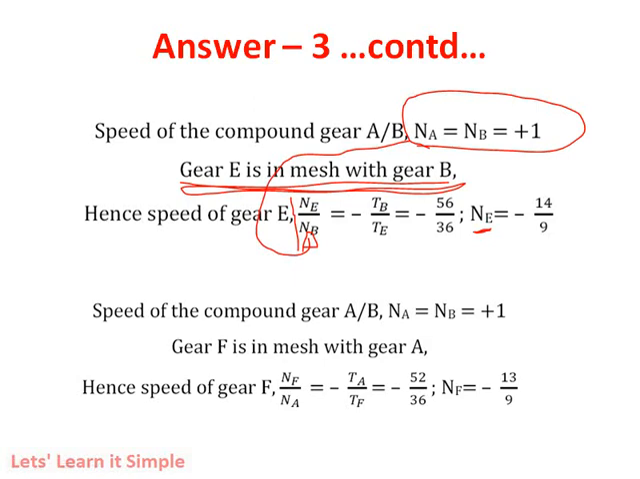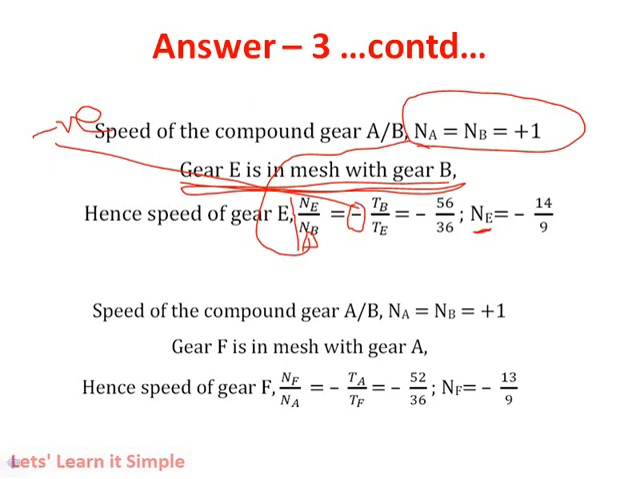Now, NE is equal to TB by TE, but keep in mind, E and B are in direct mesh, an external gearing arrangement. Therefore, you have to include a minus sign here, which means gears E and B are rotating in opposite directions.